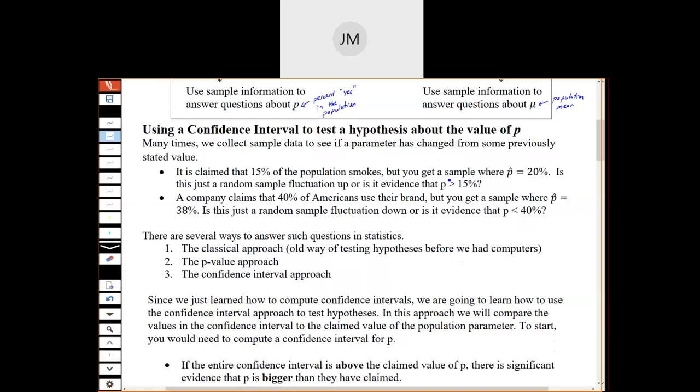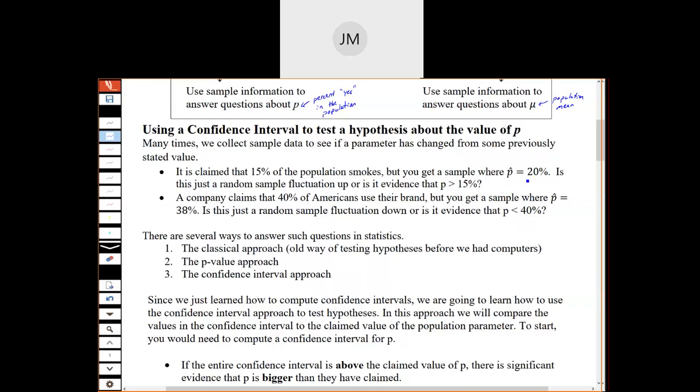So you get a sample, and you find in your sample that 20% of your random sample of people are smokers. Okay, what we need to do is figure out, does this mean that there are more smokers now than there were before? Or is this just some of the random fluctuation that happens when we take a sample, right? Because we know every sample will differ a little bit from other samples and will differ from the population.